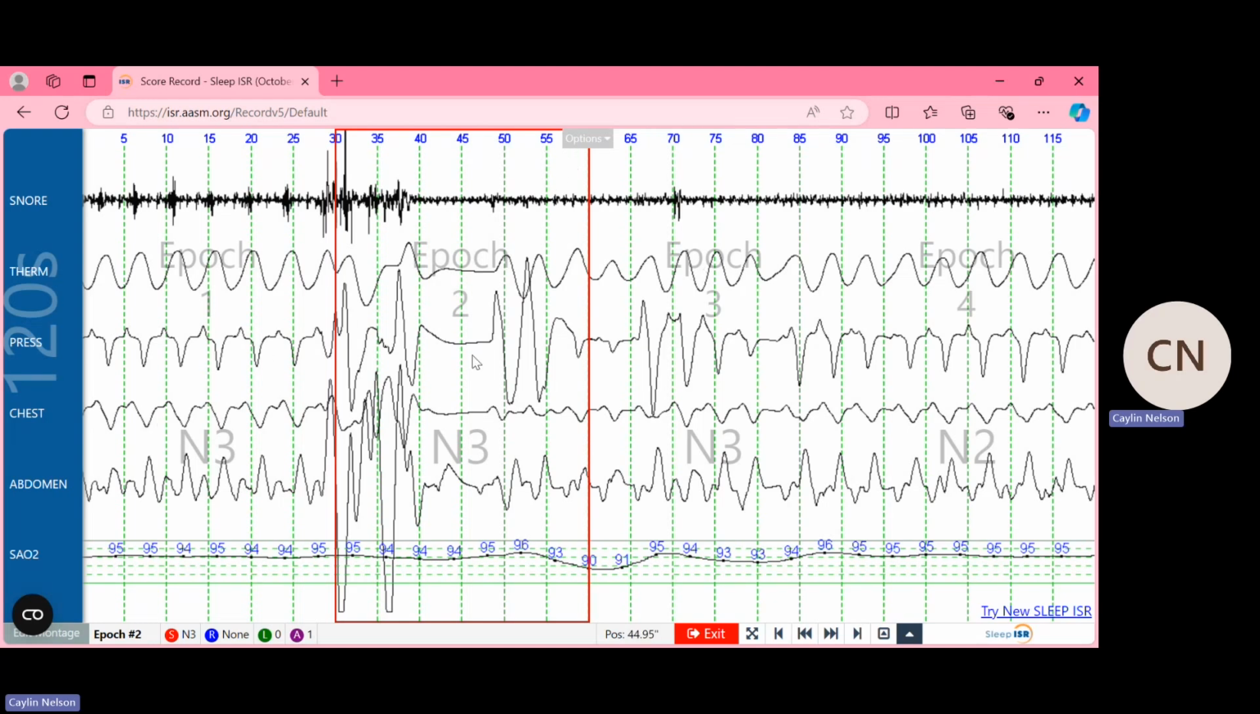It's likely because of a possible arousal. But since the stage of this epoch 2 was already scored as 3, I can immediately assume that there was an arousal and the patient immediately fell back asleep. Oftentimes on onset you will get those central apneas.